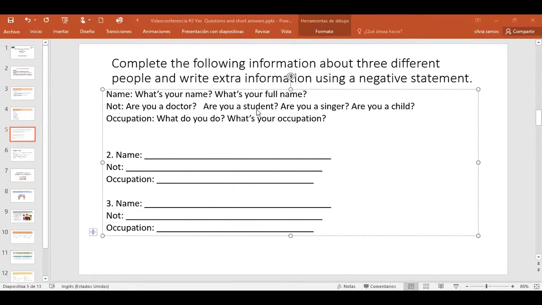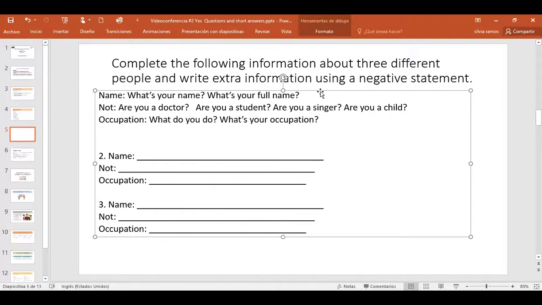So we put there the different information here. So that's what we're going to do right now. In groups, right? Eso ya lo tiene. Solo vamos a copiar las preguntas que vamos a utilizar para llenar. Name, okay. La parte del not. Eso solo para practicar los negativos y los positivos.